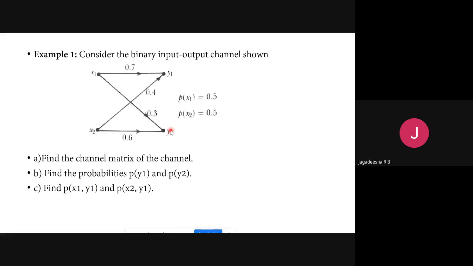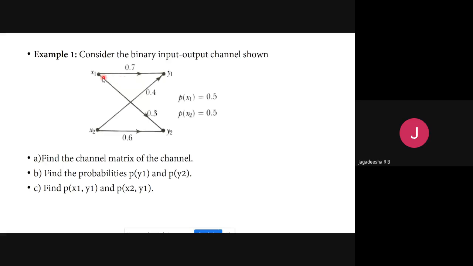I have 2 examples. Let us try to finish the first one, and the next one you can take as homework. Consider the binary input-output channel shown. So this is the channel that is shown. Here it's a binary channel. You have the 2 inputs x1 and x2, and accordingly you get some outputs y1 and y2.